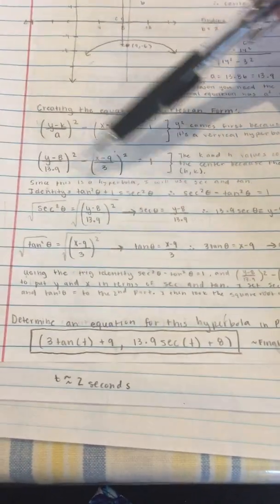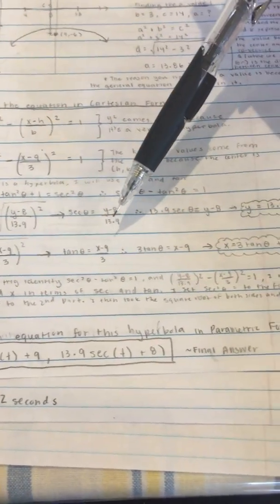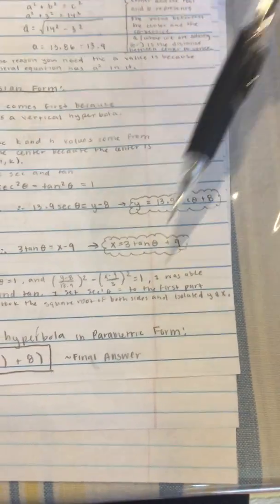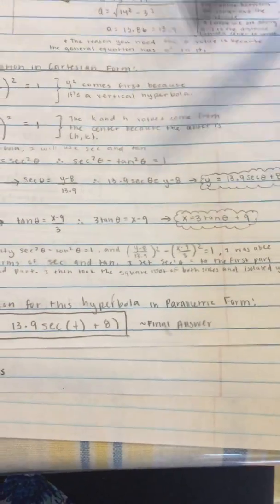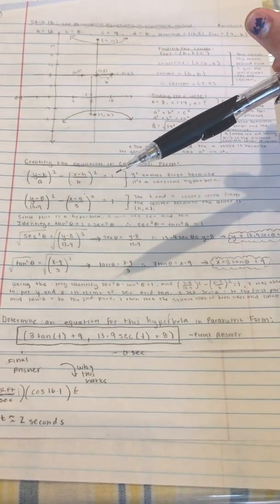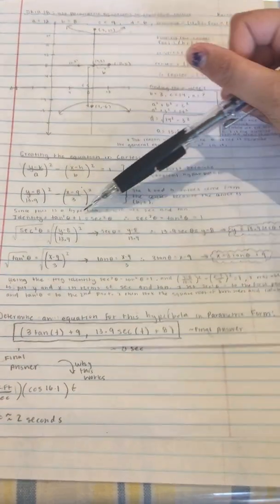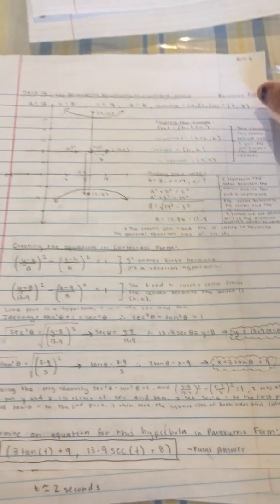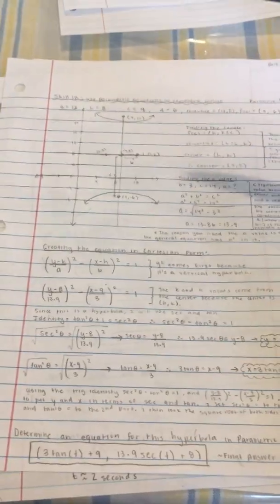So then once you take the square root of both sides and isolate y, you get y equals 13.9 secant theta plus 8, and x equals 3 tangent theta plus 9. So here, using the trig identity, secant squared minus tan squared theta equals 1, and y minus 8 in this equation right here, I was able to put y and x in terms of secant and tangent, and I set secant squared theta to the first part and tan squared theta to the second part. I took the square root of both sides.